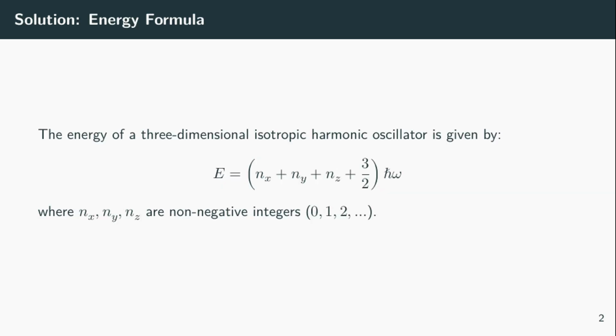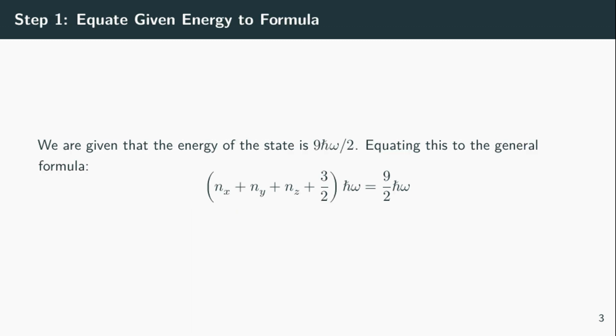To figure this out, we need the energy formula. The energy of a three-dimensional isotropic harmonic oscillator, that's one where the spring constant is the same in all directions, is given by E equals (nx + ny + nz + 3/2) times h bar omega. Here, nx, ny and nz are non-negative integers, meaning they can be 0, 1, 2 and so on. Now the problem gives us the energy of a specific state, 9 h bar omega over 2.